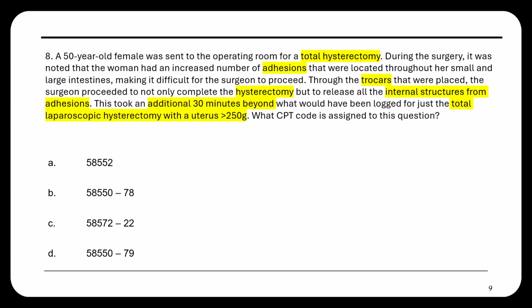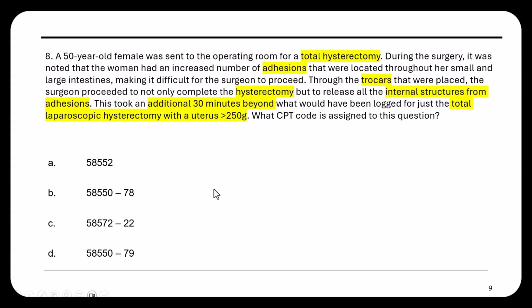So what do I use? Well, the fact that it said it took an additional 30 minutes tells me that's a modifier, that I need to tell the insurance company that this code was changed in some manner. In this case, it was because it took longer to finish than it normally would. So I definitely need modifiers.